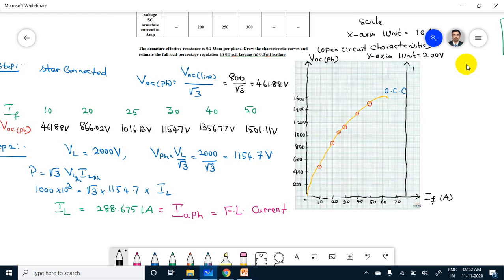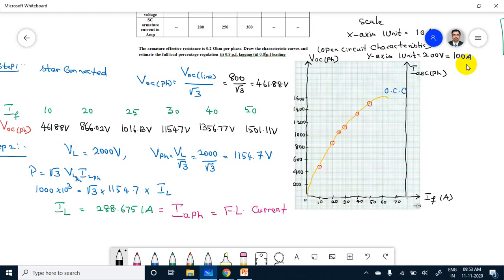Okay, this is the IA phase. Here also we have to set the y-axis. For the y-axis, I am going to set 1 unit as 100 ampere, because here the readings are already available: 200, 250, 300.